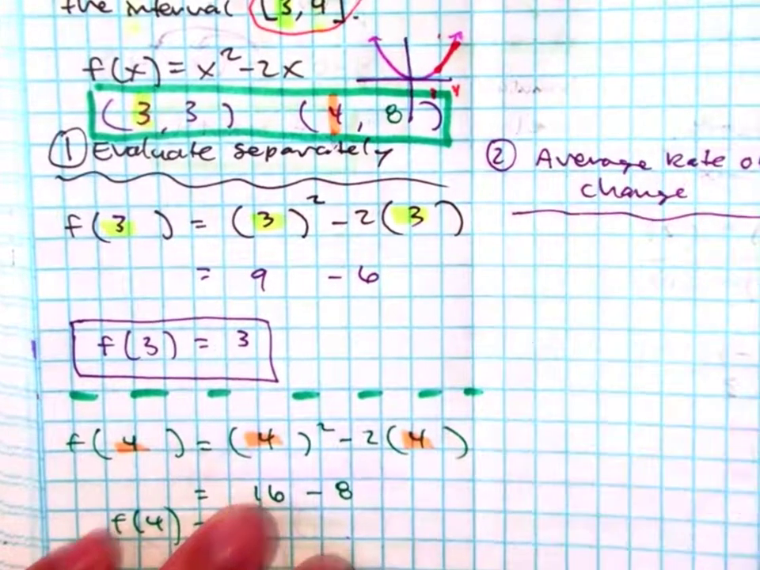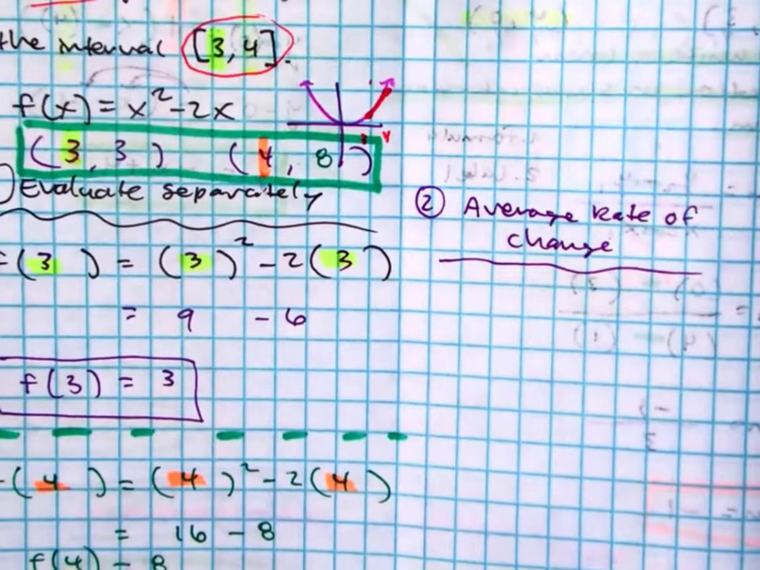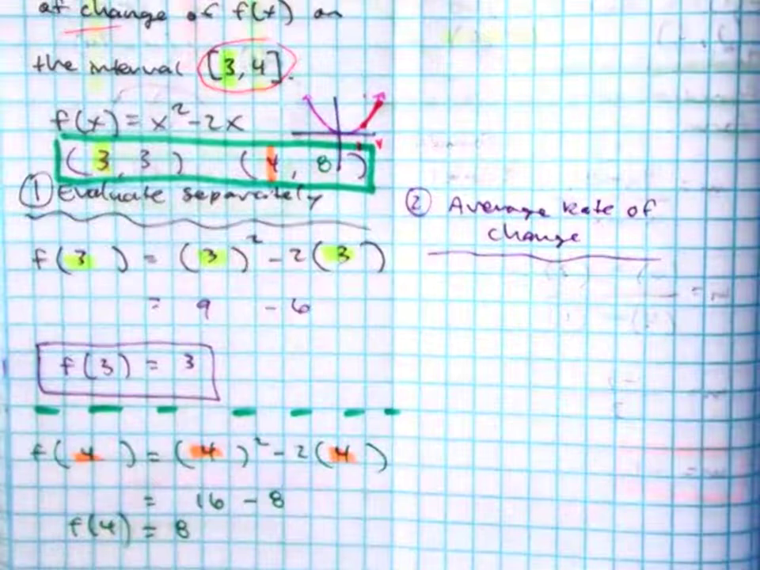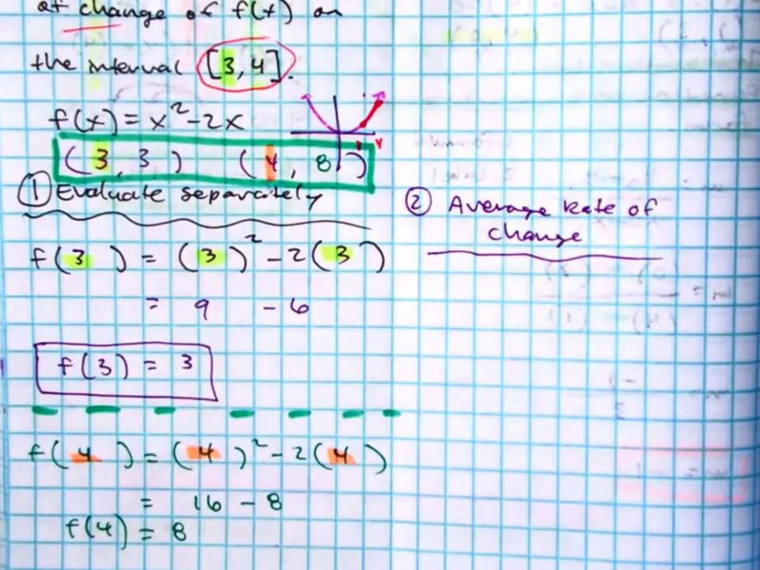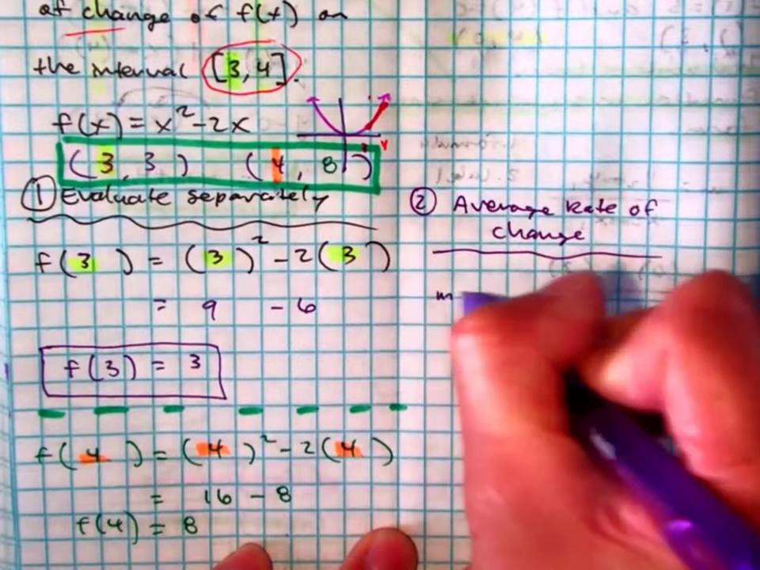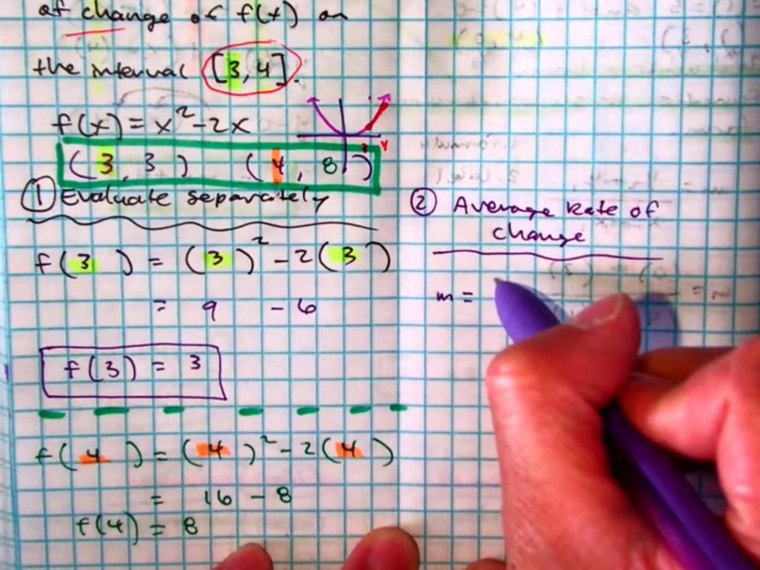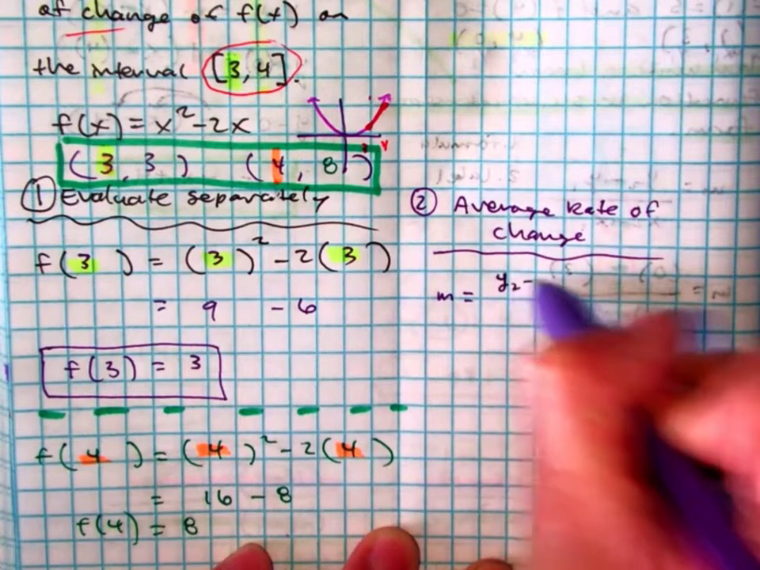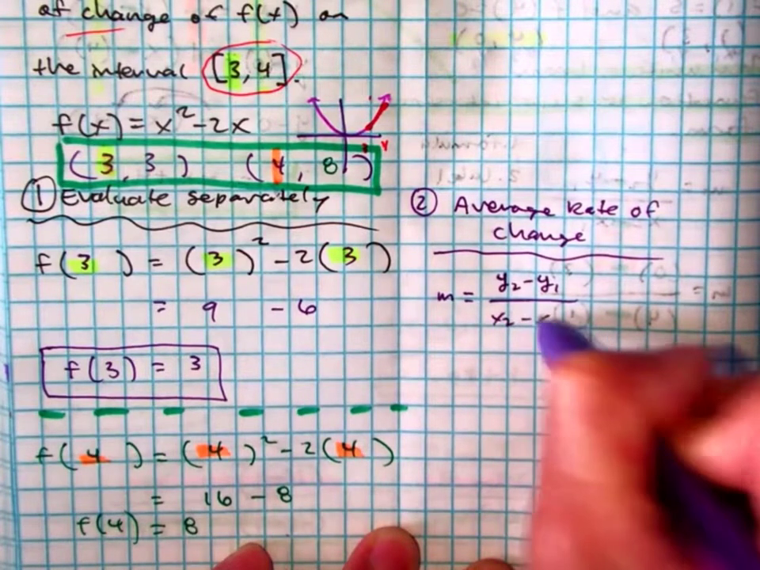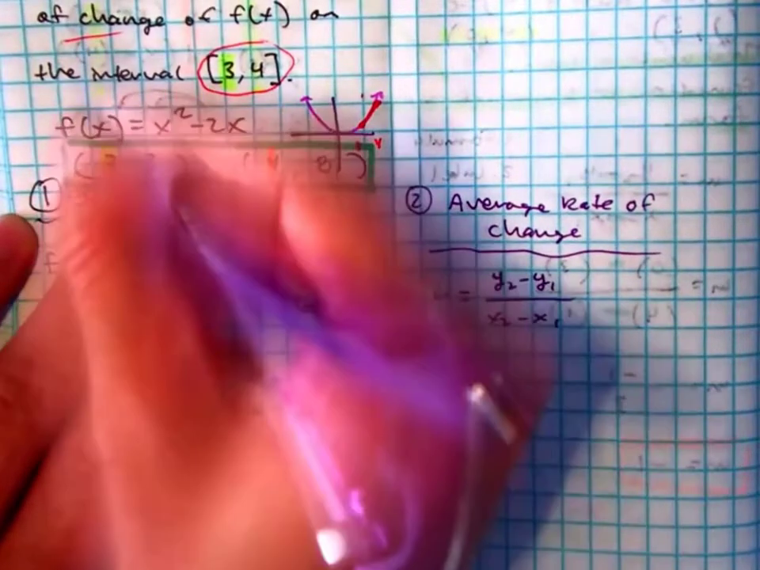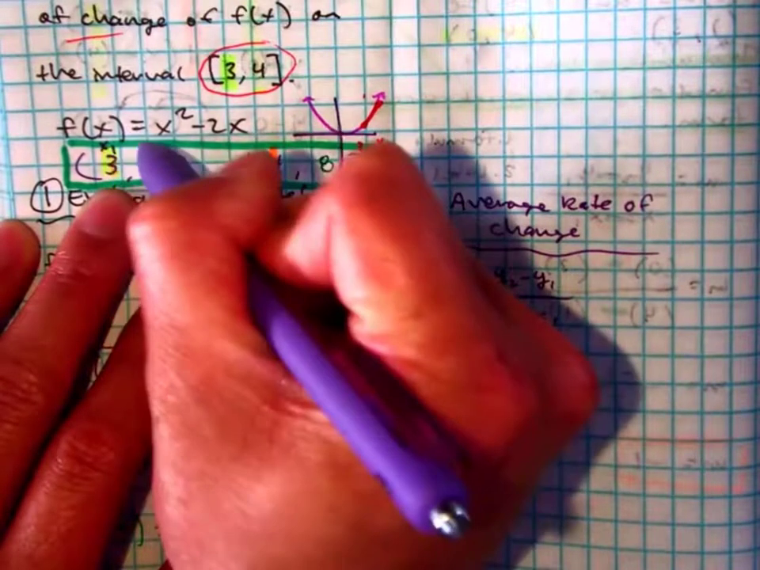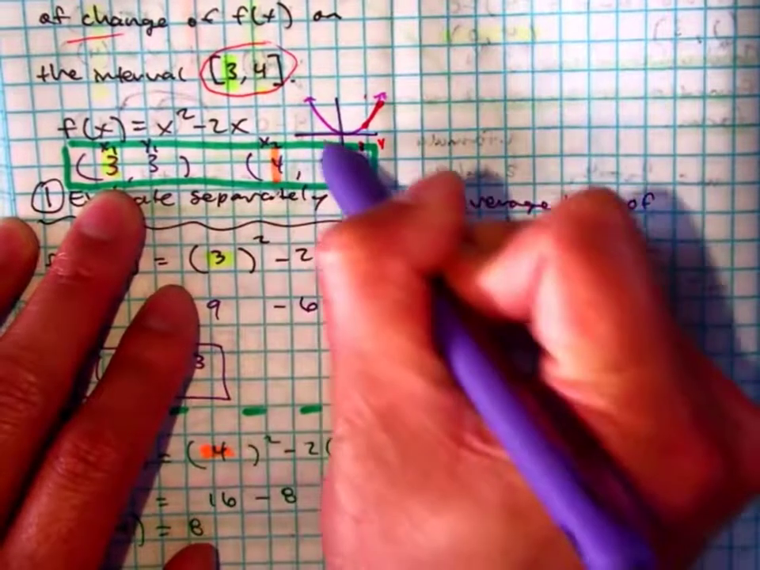Another word for average rate of change, class, is slope. Partner A, tell partner B what's the equation for slope. Raymond, what's our equation for slope? Y2 minus y1 over x2 minus x1. So remember, you can label these: x1, y1, x2, y2.